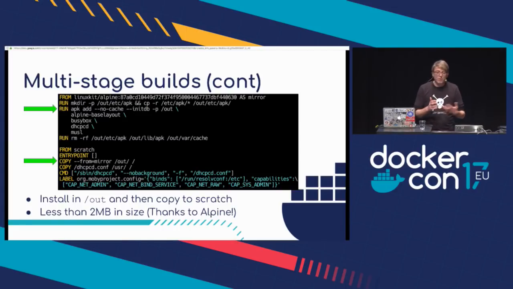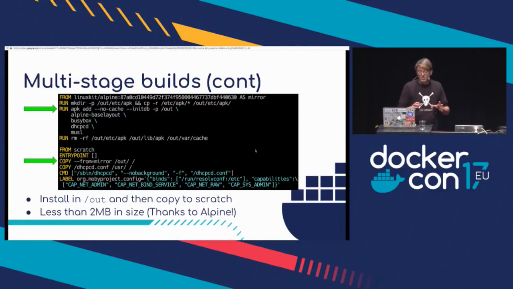In this case, it's BusyBox, DHCP, the DHCP client daemon, which is a little bit odd, and Musl, which is the lightweight C library. But instead of installing it in the container, we actually install it in a subdirectory in /out here. And then in the second stage, we copy from the previous stage just the contents of /out into the root file system of the package, right? We then add additional files like the DHCP configuration, for example.